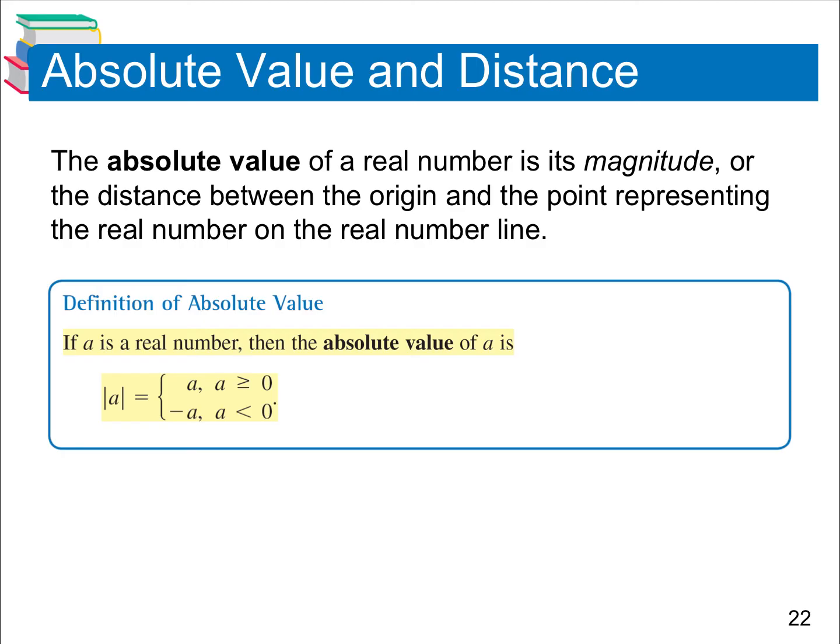We're now going to go over absolute value. Absolute value is literally just the distance between that number and 0 on a number line. It's always going to be positive, always.